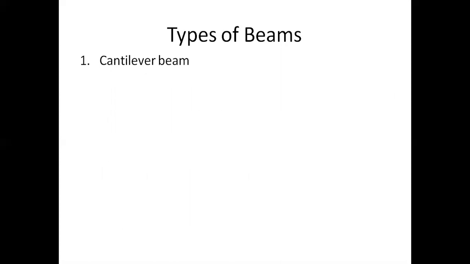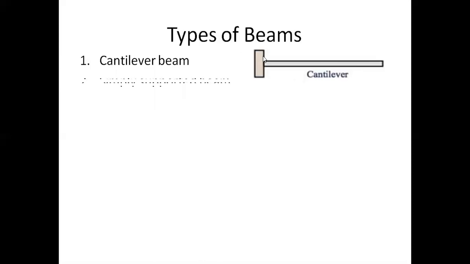So we have different beams. One is called cantilever beam. What is a cantilever beam? A cantilever beam looks like this. That means for this beam, one end is fixed, the other end is free. When a beam is fixed at one end and free on the other end, then it is called a cantilever beam. So this is a cantilever beam.